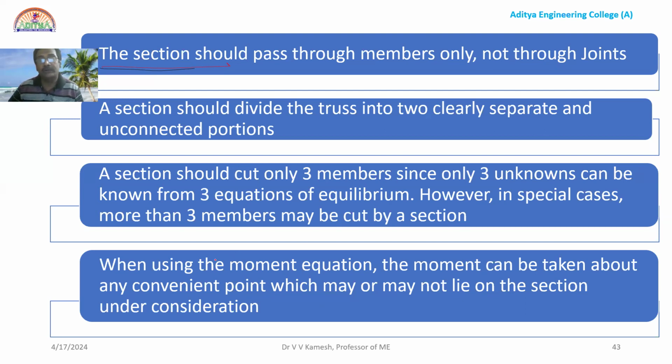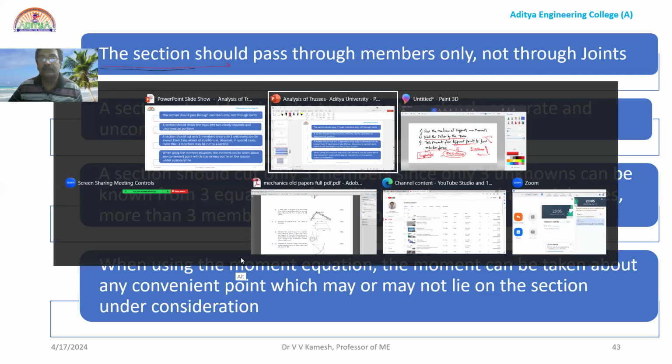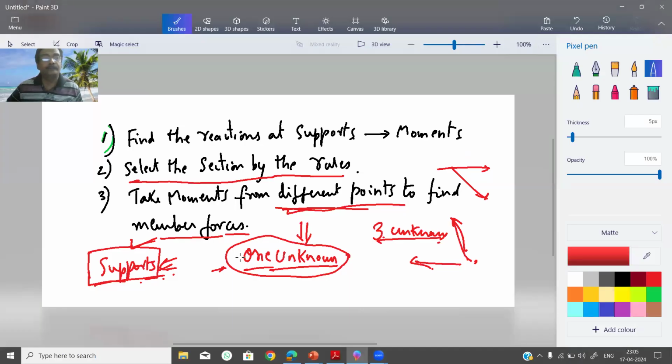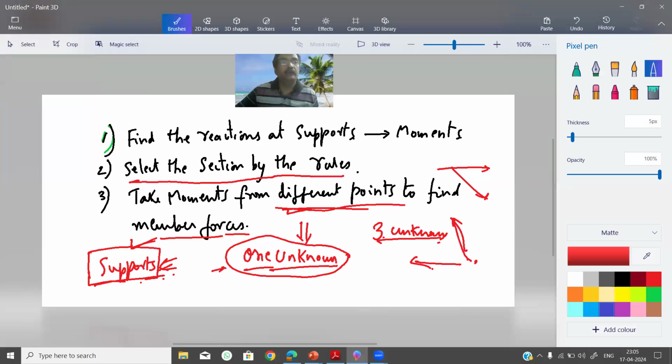And a section should divide the truss into two clearly separate and unconnected portions. Earlier you might have seen. See, I will open the earlier cutting.